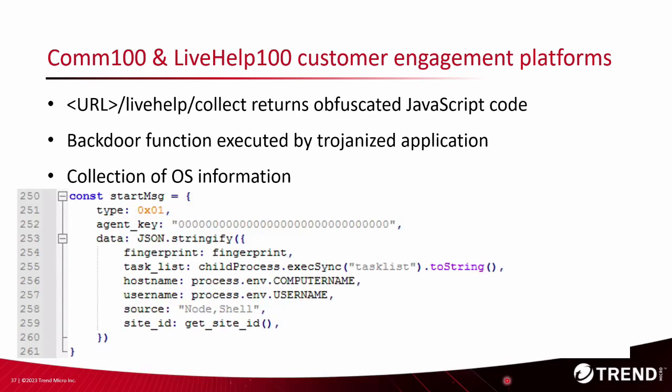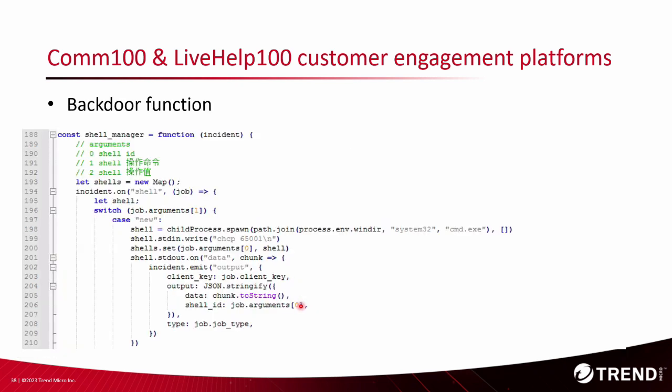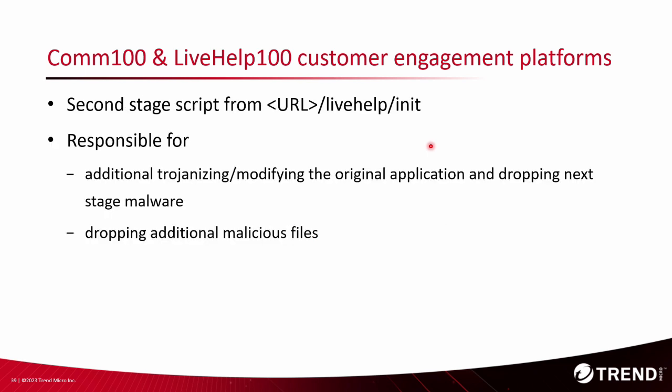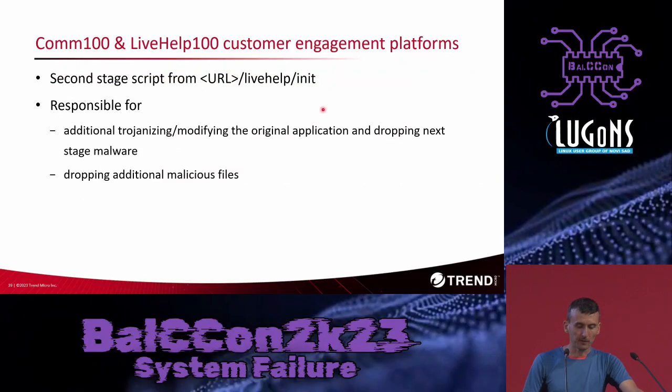When you get the content of the C&C URL, you can notice some backdoor functions. One function is collection of operating system information. It collects the environment fingerprint, lists of running tasks, computer name, and username. Another function is a shell manager, which uses cmd.exe to run command line commands. Then there are additional stages of the malware, responsible for trojanizing or modifying the original application if necessary, and dropping additional malicious files.